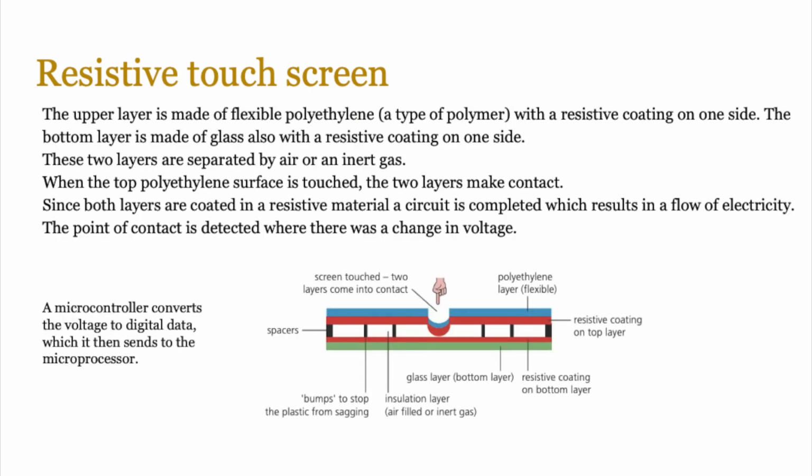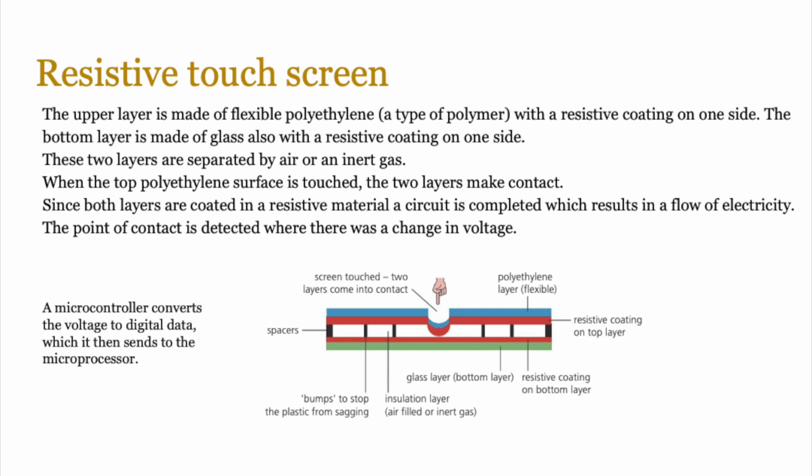Well, the upper layer is made up of a flexible polyethylene, which is a type of polymer with a resistive coating on one side. The bottom layer is made of glass, also with a resistive coating on one side. So these two layers are separated by air or an inert gas. So when the top polyethylene surface is touched and pressure is exerted on it, two layers make contact. Since both layers are coated with a resistive material, a circuit is completed which results in a flow of electricity. The point of contact is detected where there was a change in voltage.